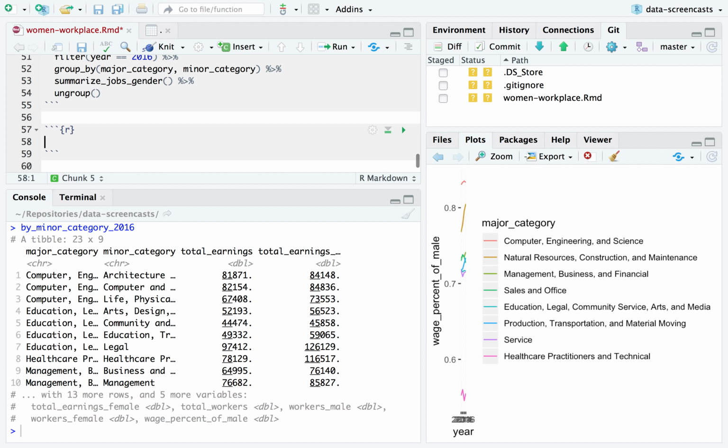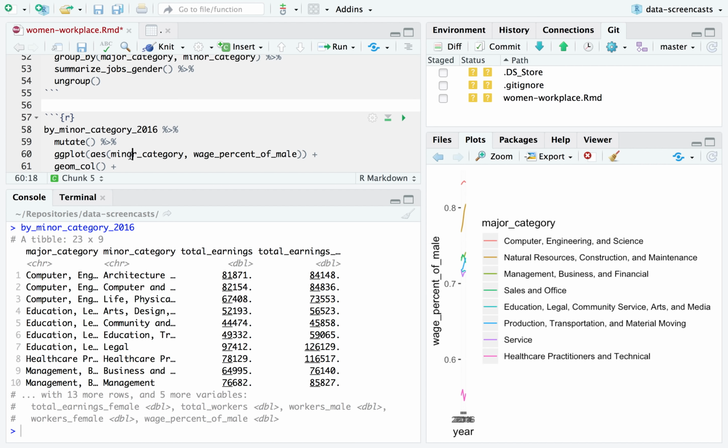Okay, so what do I see about gender gaps within, let's say, all of them? Here's what I'm going to do. I'm going to take this and say, let's look at the gap within each minor category. Geom bar plot, coord flipped, and a quick reorder. I'm going to use fct_reorder, minor category by this.